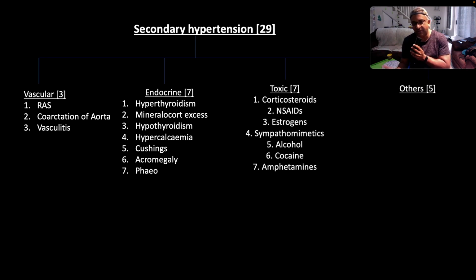Toxins in the way of corticosteroids can cause it. Non-steroidals can cause secondary hypertension, because remember, non-steroidals often cause arteriolar vasoconstriction. Okay, estrogen can cause it, sympathomimetics, alcohol, cocaine, amphetamines.